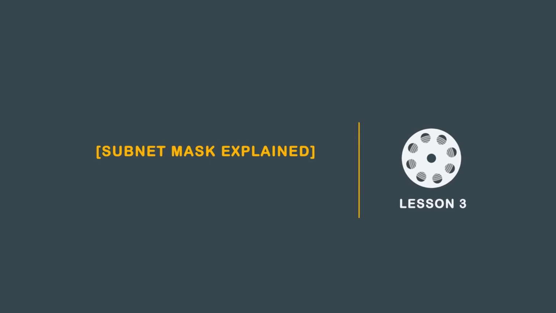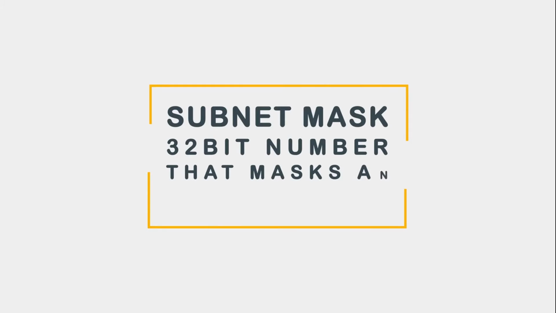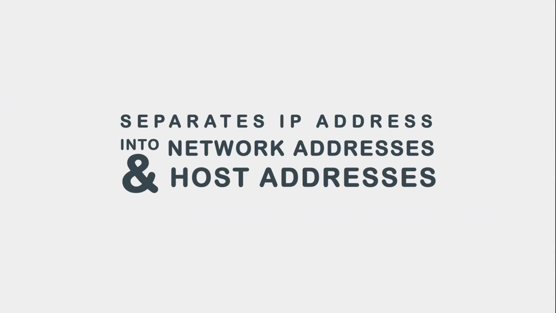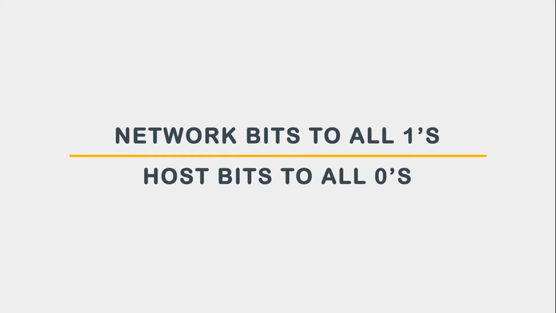In this lesson, we will begin by explaining the subnet mask. A subnet mask is a 32-bit number that masks an IP address. It separates the IP address into network addresses and host addresses. The subnet mask is made by setting network bits to all ones and setting host bits to all zeros.